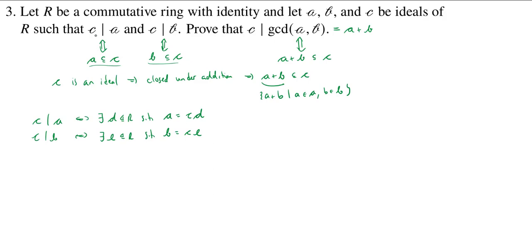Okay, now we want to know whether or not C divides A plus B, which means we would have to write A plus B as C times some ideal. But from here, we can just add. We get A plus B is equal to CD plus CE. And now I can use the distributivity property of ideal arithmetic, something that was on your homework, to factor out the C, and I get C times D plus E.